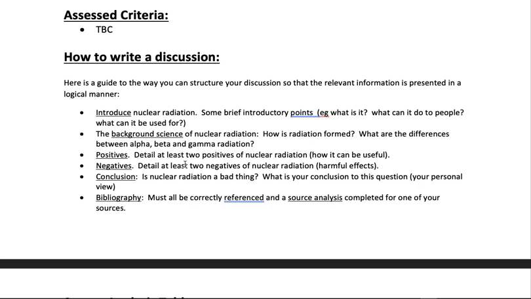The background science of nuclear radiation. How is radiation formed? What are the differences between alpha, beta, and gamma radiation? Some positives and negatives, so listing two for each. How it can be useful or harmful. And then a conclusion. Is nuclear radiation a bad thing? What is your conclusion to this question, your personal view?